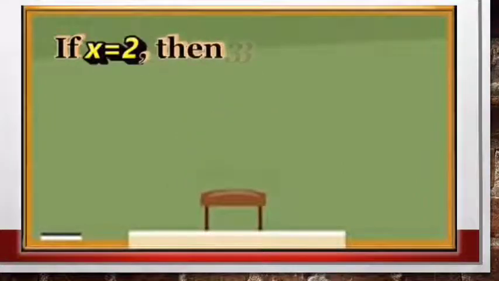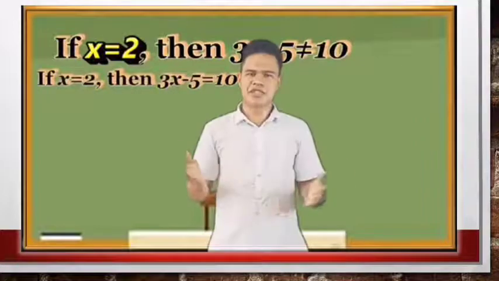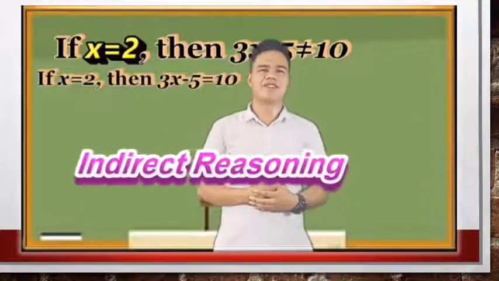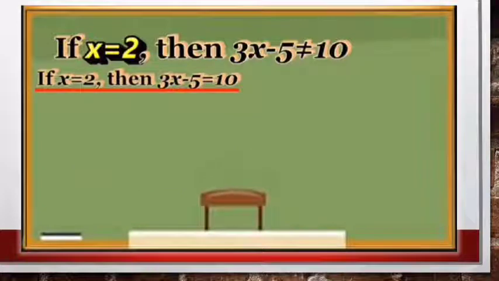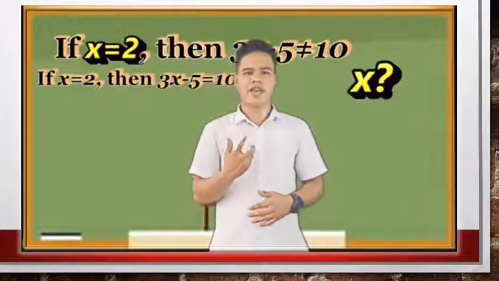Example number 4. If x equals 2, then 3x minus 5 is equal to 10. So this is indirect reasoning. We take these statements as true and solve for x.